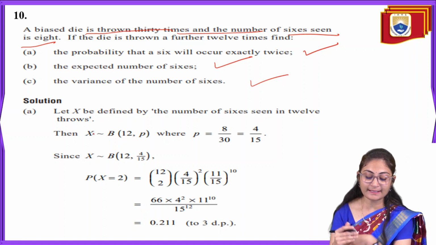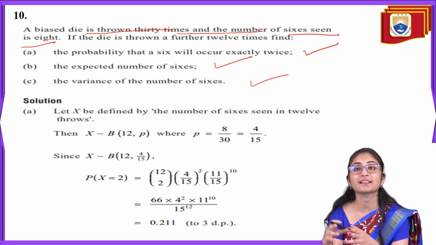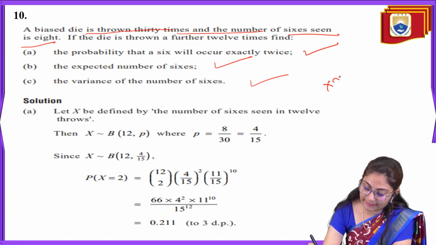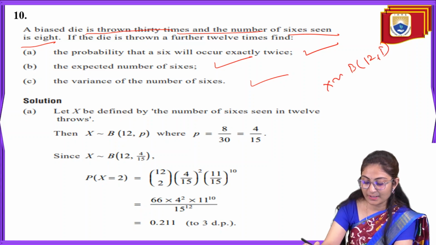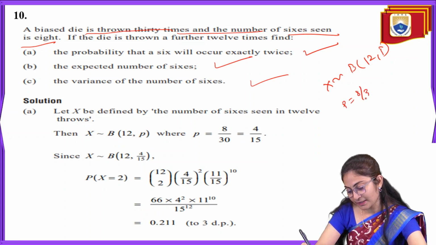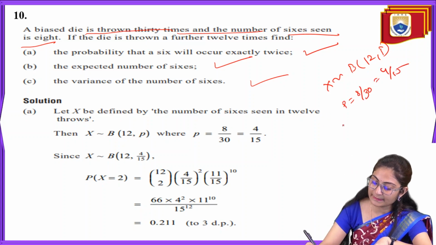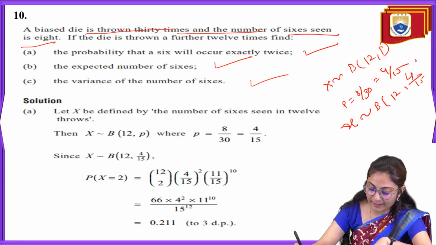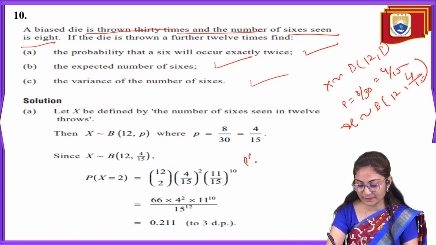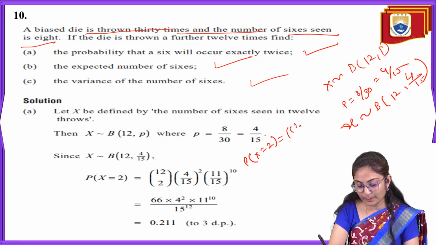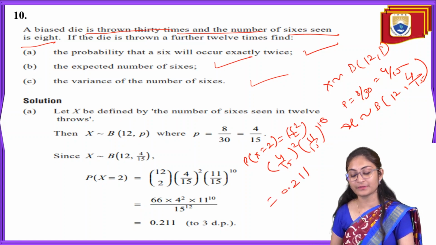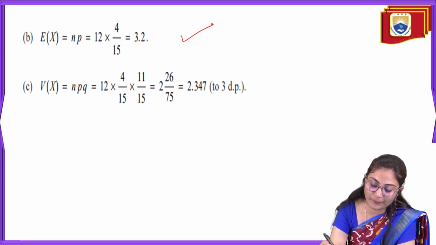Now let's consider, first we will define X as the number of sixes seen in 12 throws. So X follows B(12, p), where p is equal to 8 by 30, that means 4 by 15. Since X follows B(12, 4/15), now you have to solve P of X equal to 2, which is 12C2 times 4 by 15 squared times 11 by 15 power 10. Now you will get the answer 0.2211.